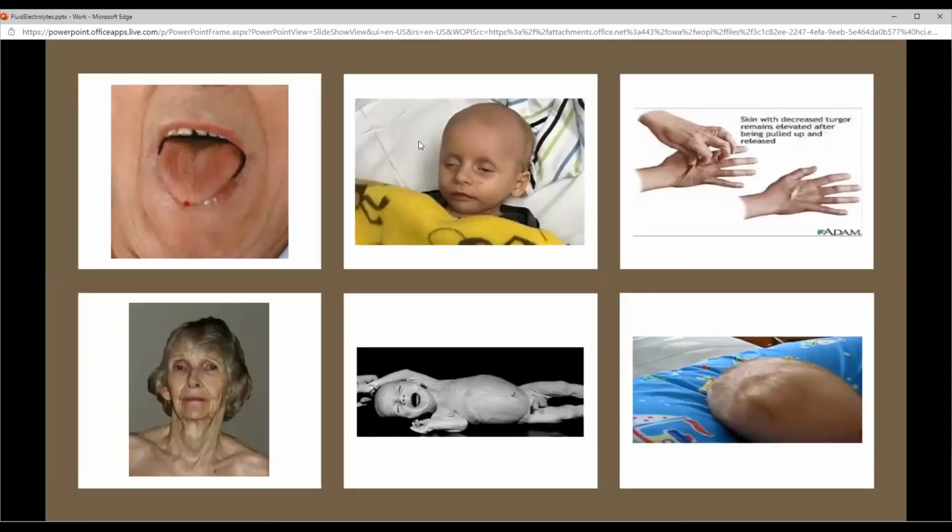Here's some other signs and symptoms. Dry, tacky mucous membranes. You see granny on the bottom and the baby at the top with the sunken eyes, tinted skin. This picture in the corner is a picture of sunken fontanelles on an infant. And then that poor little baby just looks dry.